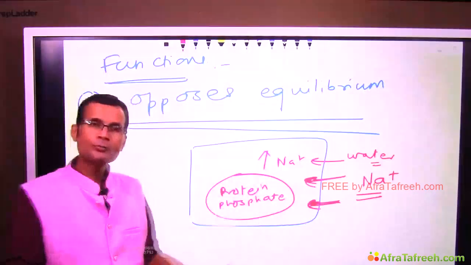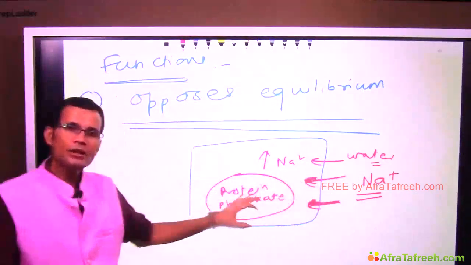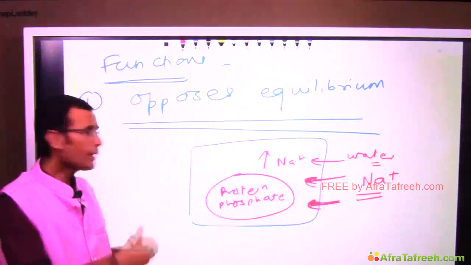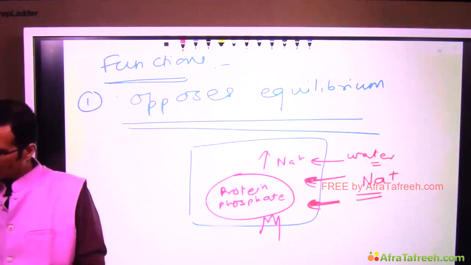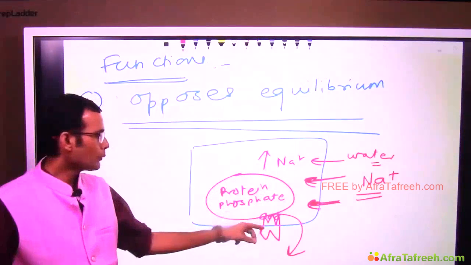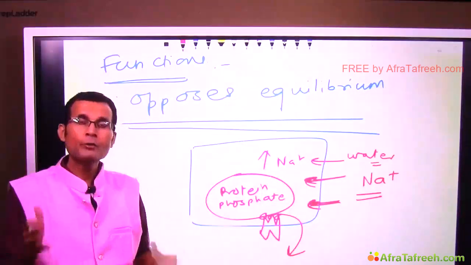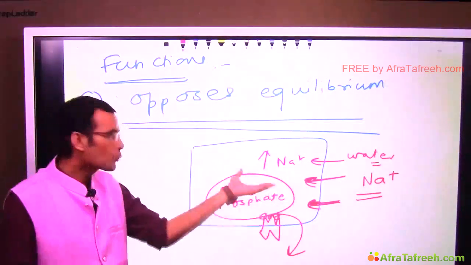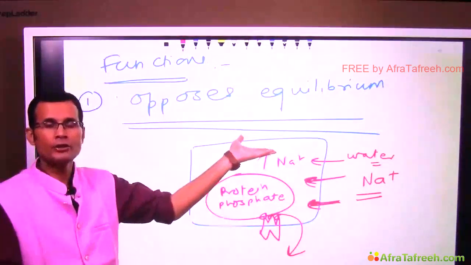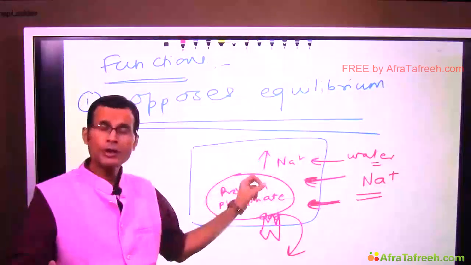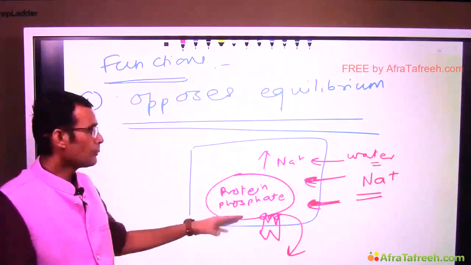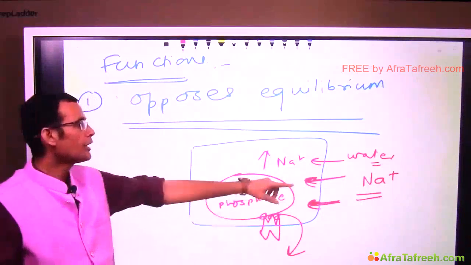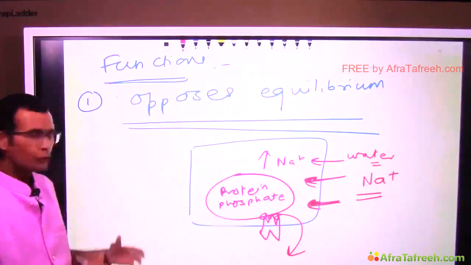Look, sodium is leaking into all the cells to attempt that equilibrium, but the sodium potassium pump will throw the sodium out. Whatever sodium is coming in, the sodium potassium pump will throw it out. It will not allow the sodium to rise inside the cell, else water will enter the cell and cells will swell. So that's the job of the sodium potassium pump. It will oppose that equilibrium from happening. It will not allow it to happen.